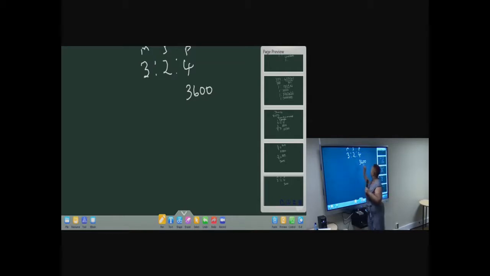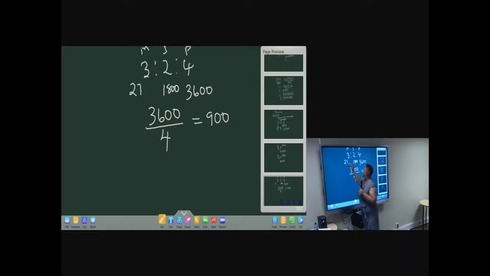So you are given 3,600. 3,600 corresponds with a ratio of 4, so it will give you 900. Then to get for John, it will be 900 multiplied by 2, which will be 1,800. And for Mary, it will be 900 multiplied by 3, which is 2,700. That's how you do it.